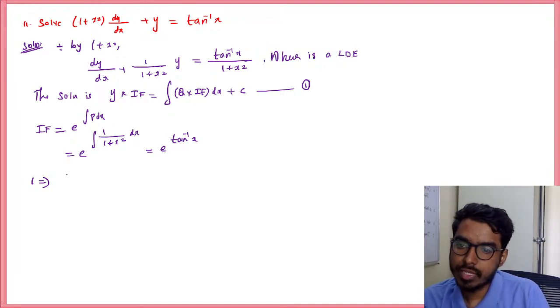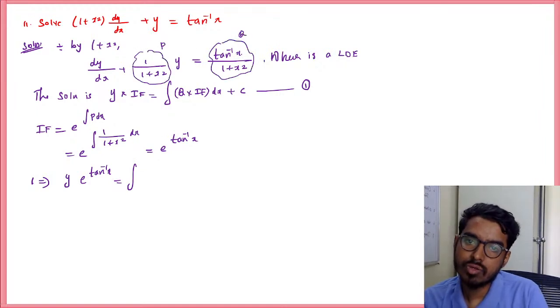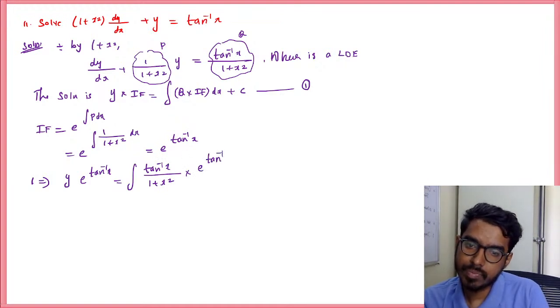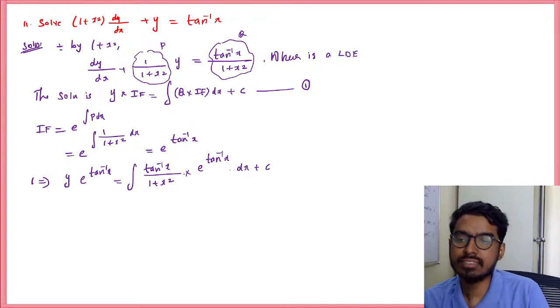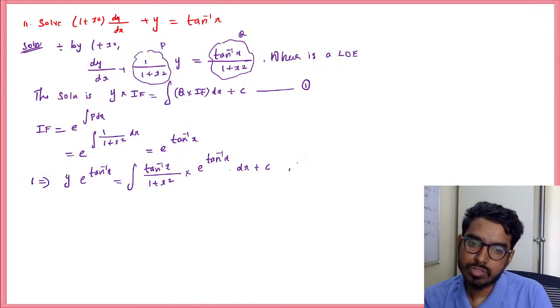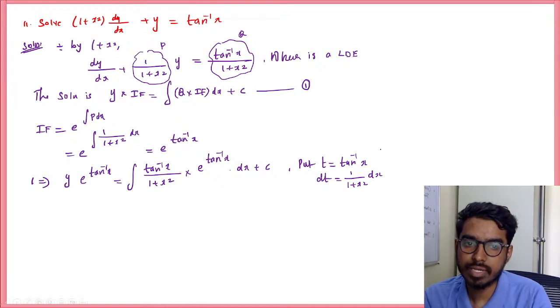Now y into integrating factor is equal to integration of q into integrating factor. This is p, this is q. So q is tan inverse of x divided by 1 plus x square into integrating factor e power tan inverse of x dx plus c, right? So put t equal to tan inverse of x. Therefore, dt will be 1 by 1 plus x square into dx, right? The derivative of tan inverse of x is 1 by 1 plus x square.